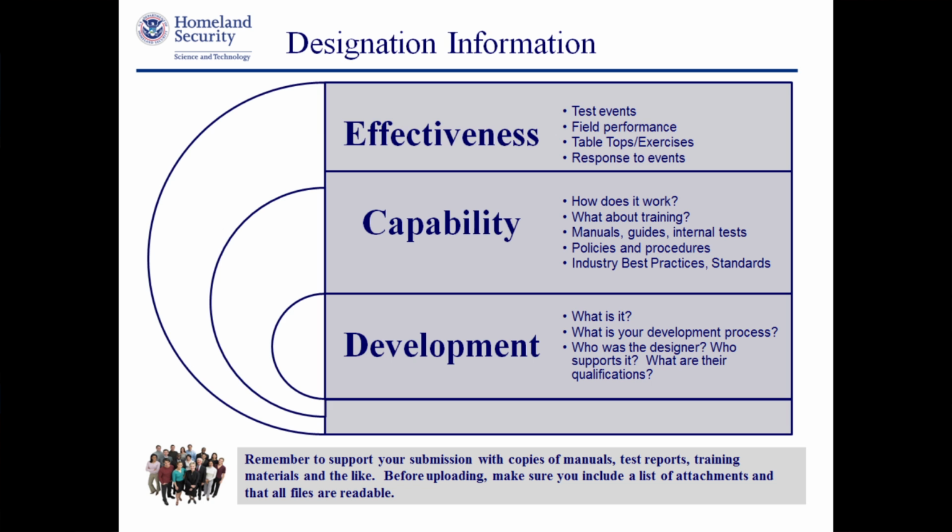Okay, so what types of information should you submit for designation? As we touched on how much in the last slide, I want to spend a little bit of time outlining what type of information to submit. In general, what type tends to fall into one of 3 categories: development, capability, and effectiveness. We'll talk later about insurance.